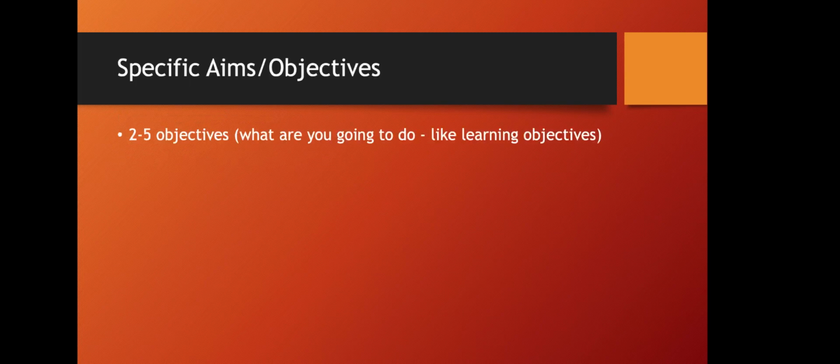The specific aim, it's roughly about 2 to 5 objectives. These are like, what are you going to do? It's like learning objectives. So you're going to talk about how for this study, you're going to describe the descriptive statistics on the topic and the inferential statistics on certain topic. And then for the research question, and then the last thing, it could relate to your specific aspect of your research question.